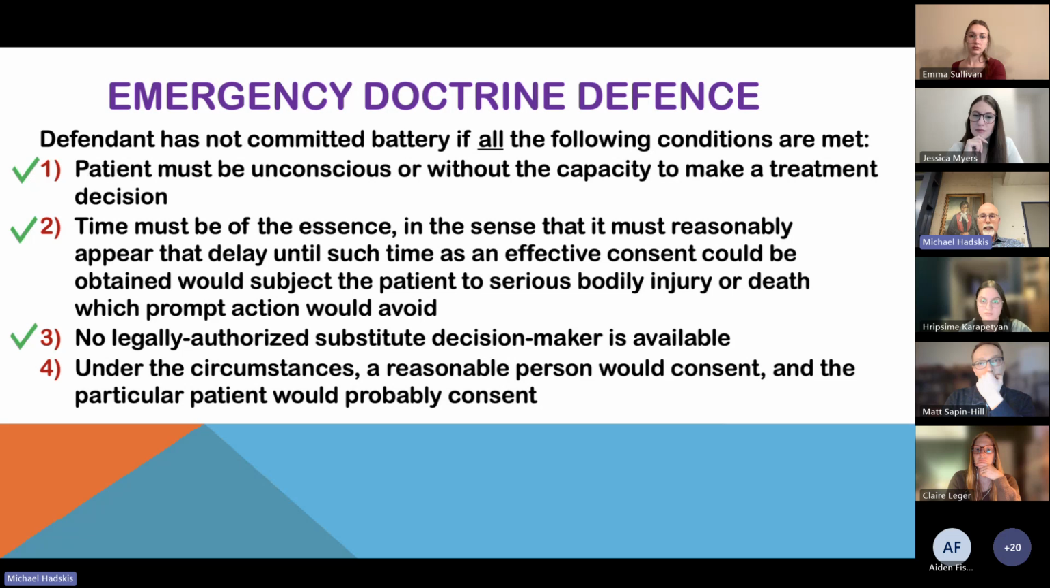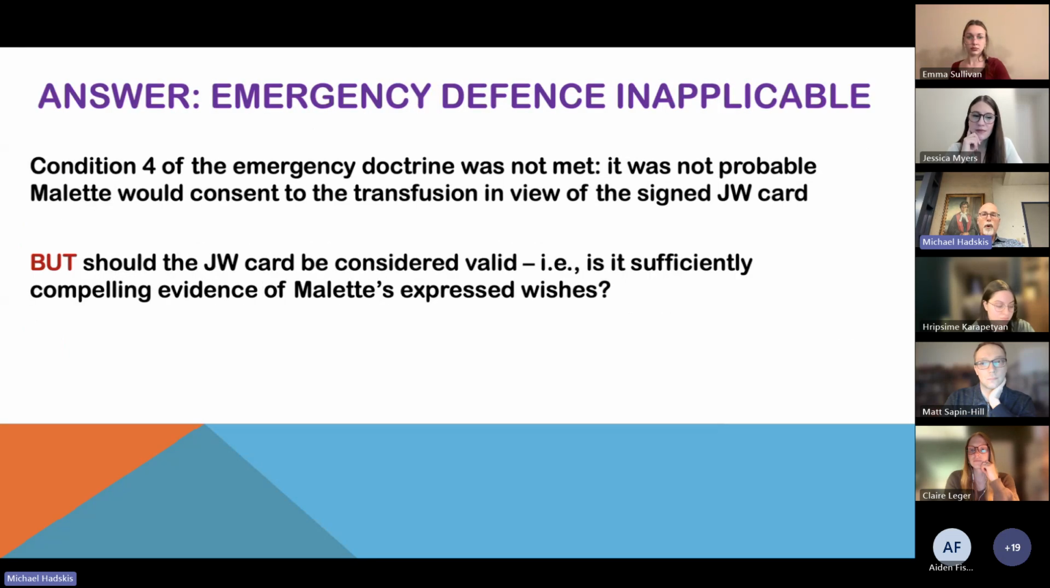And specifically the card. The presence of the card tells us that she would probably not consent. A high probability that she wouldn't consent. So that being the case, that 4th element or criterion is not satisfied. As I said a minute ago, all 4 elements have to be satisfied by the defendant to rely on this defense. And so it fails on element 4.